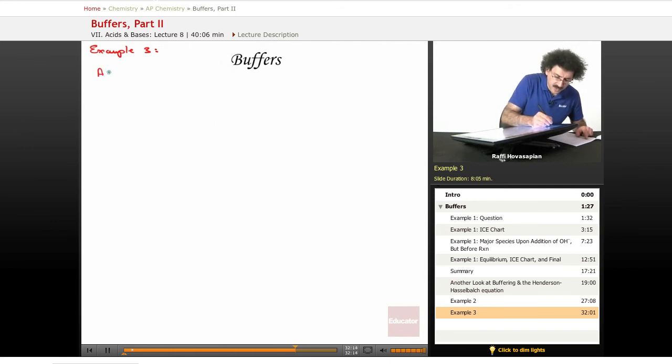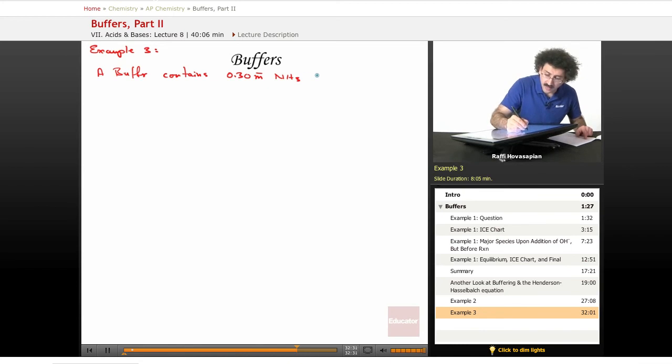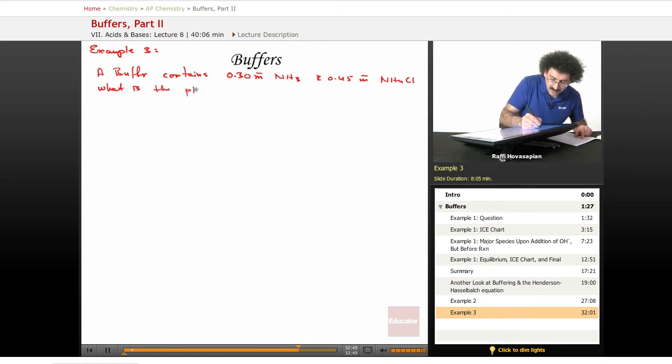Okay. A buffer solution contains... a buffer. So when we say buffer, we mean a buffer solution. A buffer contains 0.30 molar ammonia, NH3, and 0.45 molar NH4Cl, ammonium chloride. What is the pH? And the Kb for ammonia is 1.8 times 10 to the negative 5.